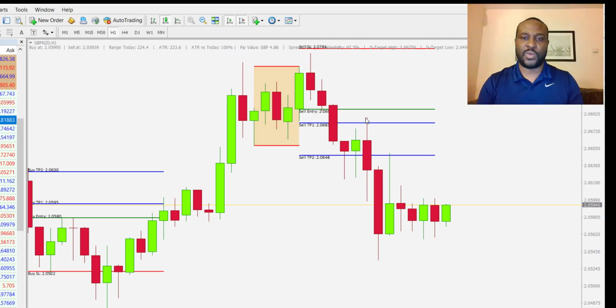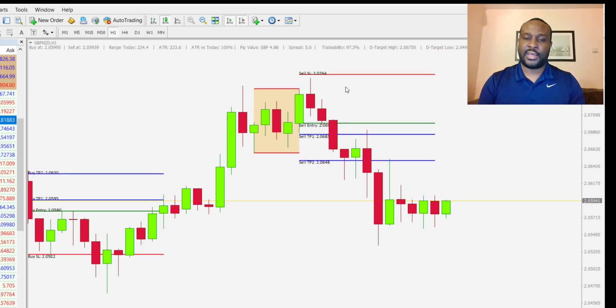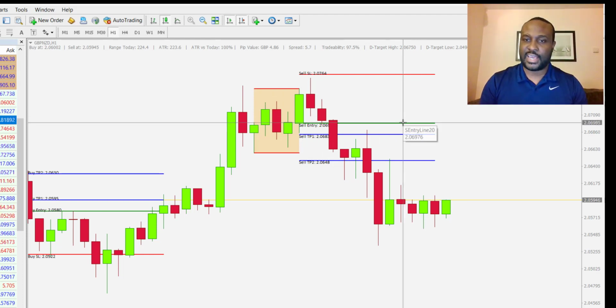So in this case as well, that was our entry, and the indicator actually gives you what the stop loss should be on this strategy. So that's the entry, that's the take profit one, and that's the take profit two. And so price got us in on that candle there, and so immediately got us in. That was our entry.